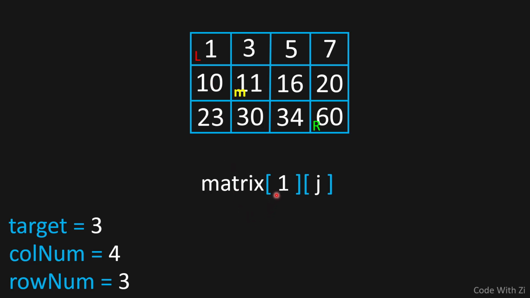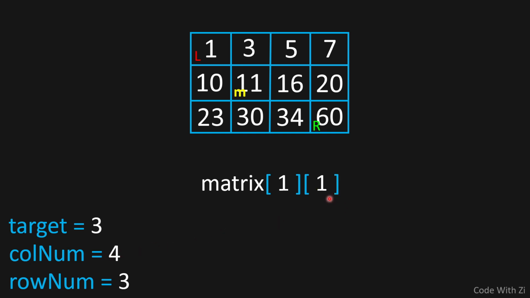Now, if we could only find the column number as well, we can easily get the number that middle is pointing to. Well, to calculate the column number, we can easily say middle mod column number. Let's check. 5 mod 4, 5 is middle and 4 is the number of the columns that we have.